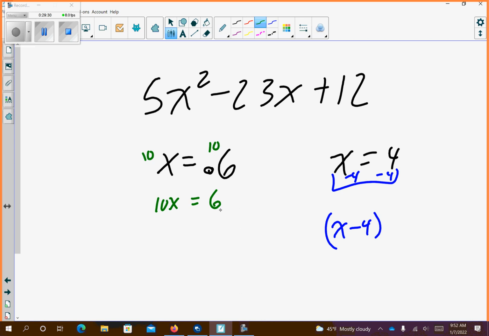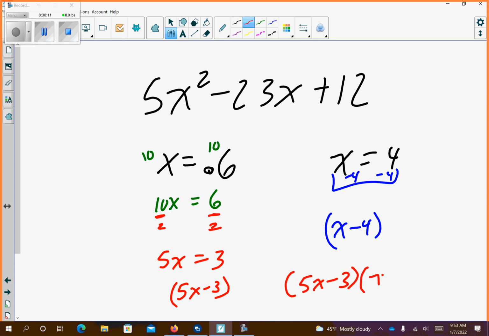Okay? So just know this. Is there a number I could divide both 10 and 6 by to get a whole number? 2, yeah. So I get 5x equals 3. Still with me? So what's the binomial for the red? 5x minus 3. So friends, Desmos just helped you factor.